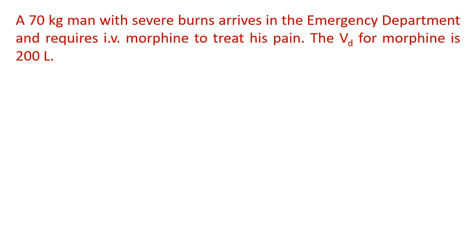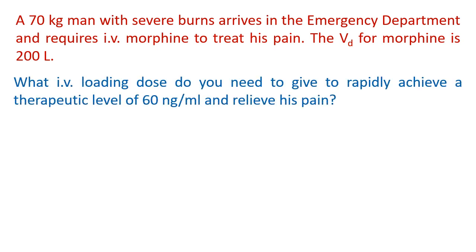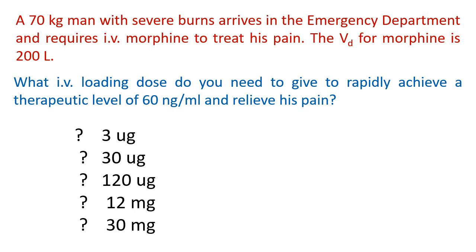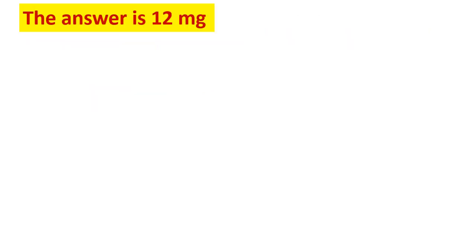A 70-kilogram man with severe burns arrives in the emergency department and requires IV morphine to treat his pain. The VD for morphine is 200 liters. What IV loading dose do you need to give to rapidly achieve a therapeutic level of 60 nanograms per milliliter and relieve his pain? The answer is 12 milligrams.